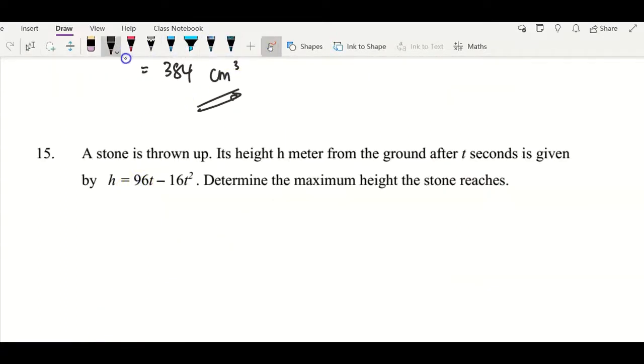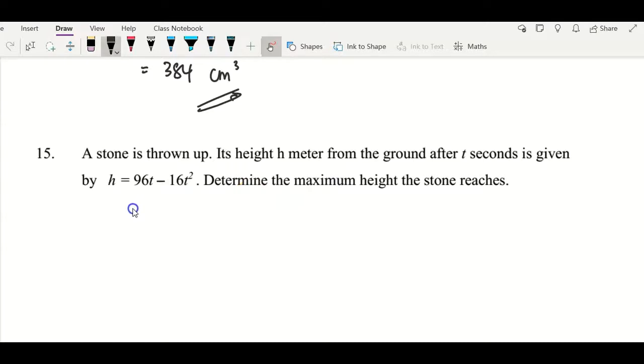Question 15. A stone is thrown up. Its height h meters from the ground after t seconds is given by h = 96t - 16t². Determine the maximum height the stone reaches.